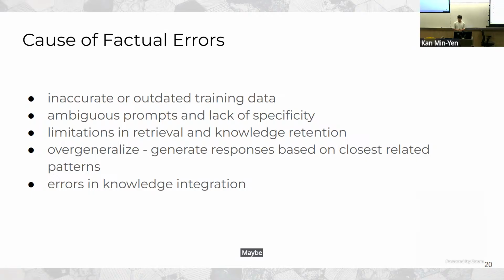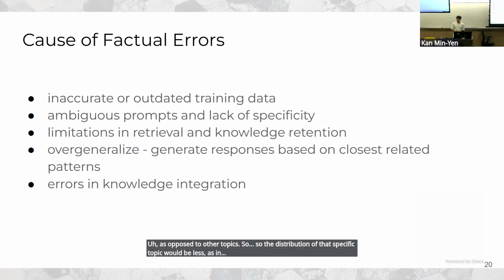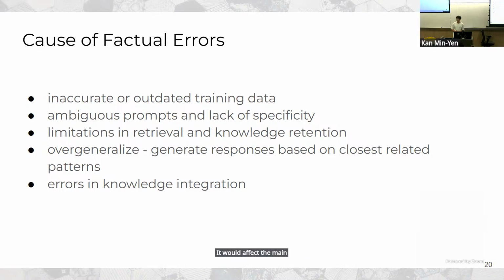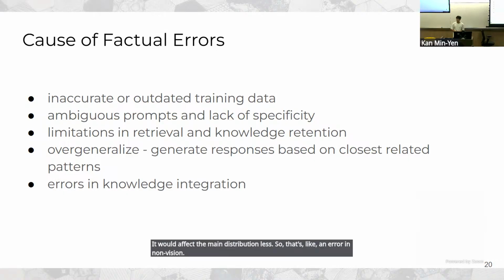Maybe errors in knowledge integration. Okay, can you be more specific? Why might that be? So let's say there's some topic in a dataset which is less proportional than other topics. So the distribution of that specific topic would be less, as in it would affect the main distribution less. So that's like an error in knowledge integration. Okay, maybe in part.